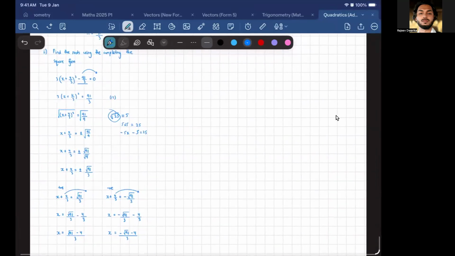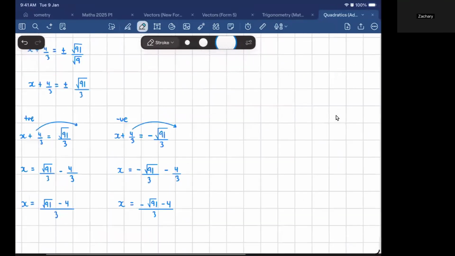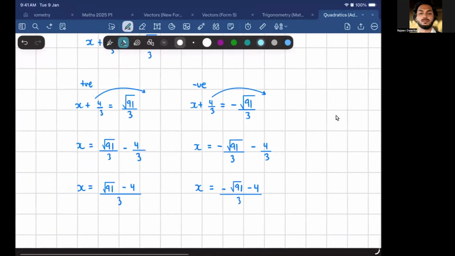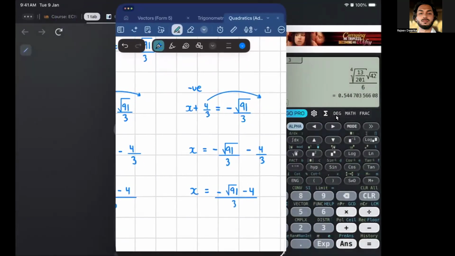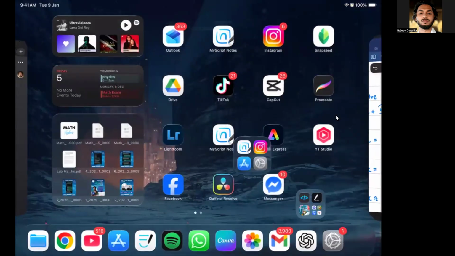Zachary, do you understand everything that we did here? Yes, sir. And if we wanted to write our answers to two decimal places, I'm just saying, what would this answer be to two decimal places? So somebody plug that into a calculator. Root 91 minus 4 over 3. Tell me what you get. Use the Casio.